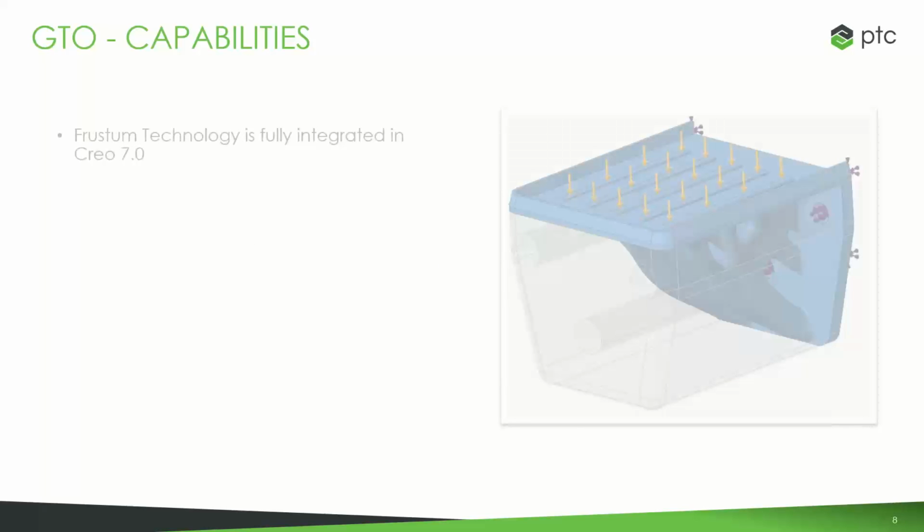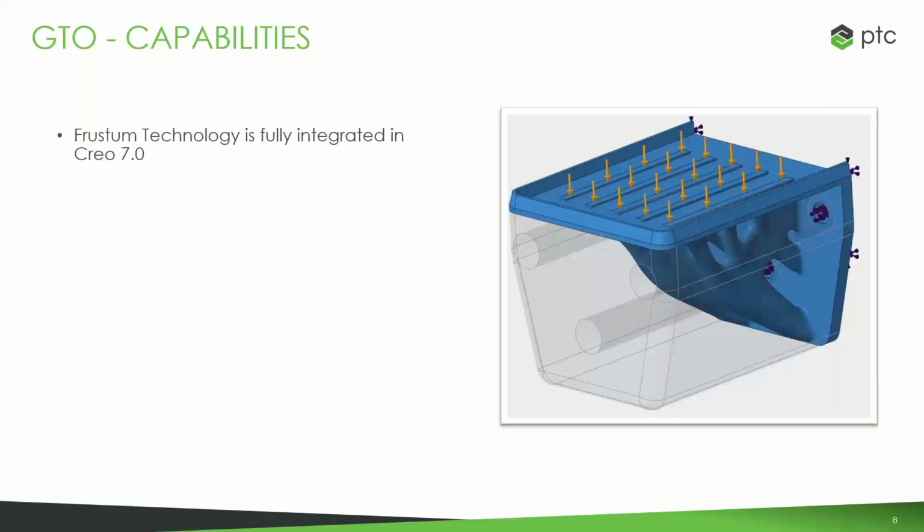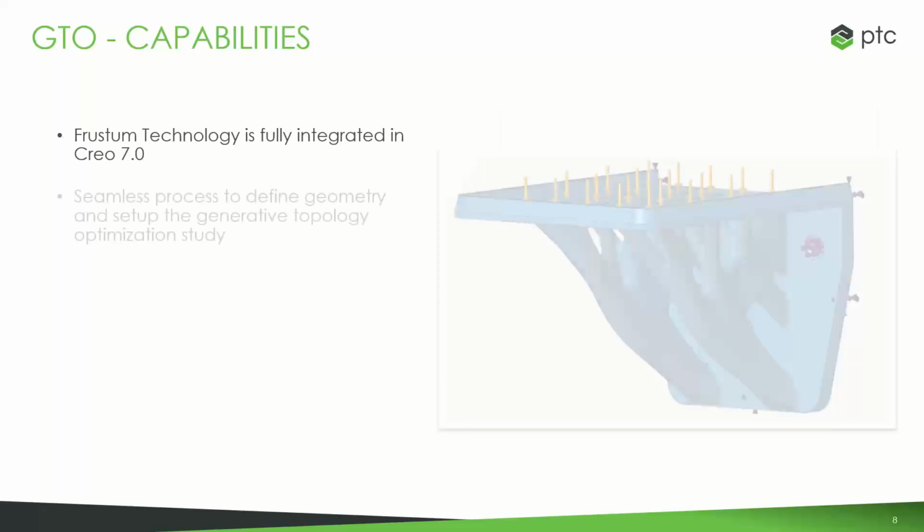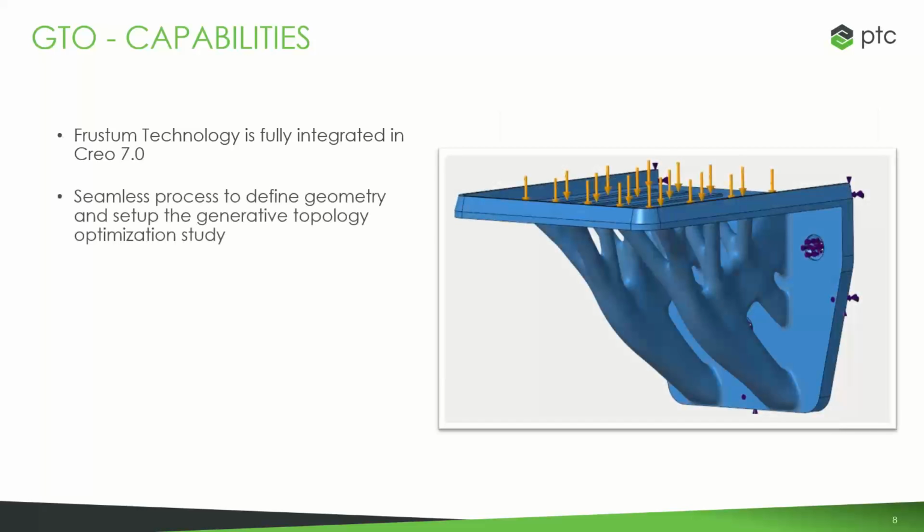And one of the reasons we're able to do that is because it's all integrated right within Creo Parametric. So we integrated this Frustum technology right within the modeling environment. It's not even a separate window or different software we have to switch over into. Just stay right in the same interface. And all we do is go through, define the geometry, say which things we can change, even which things we can't change, and any constraints that we want to put in, and just let the system go.